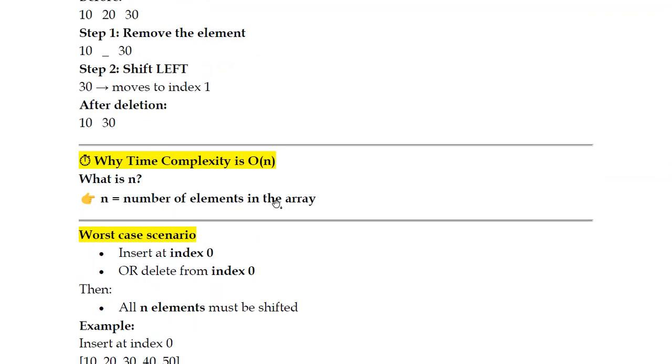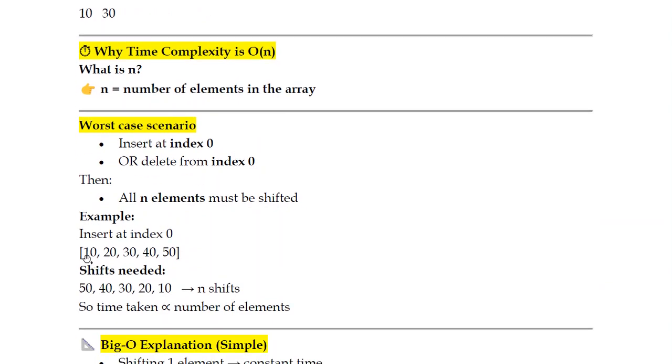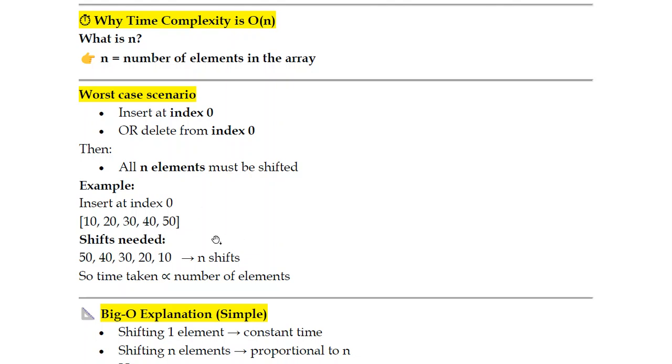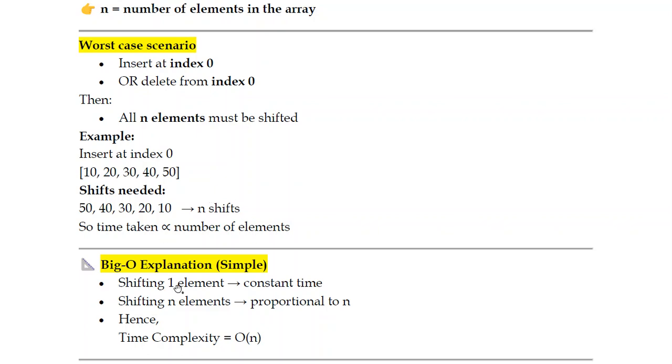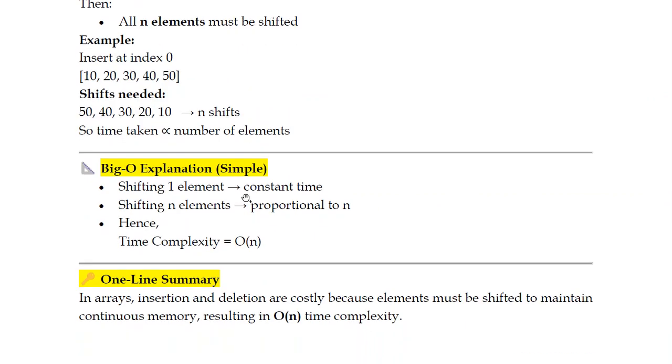The number of elements in the array matters, because in the best case we can add an element at the last position easily, with no shifting. In the worst case, if I'd like to add at the first index itself, assume we insert at index 0: 50 will move to the right, 40 will move to the right, 30 will move to the right, 10 as well, and then I can add the element at the zeroth index. So n shifts are required. That is what we are telling: 5 elements means 5 shifts are required at maximum. Shifting elements one by one, so that is big O of n.